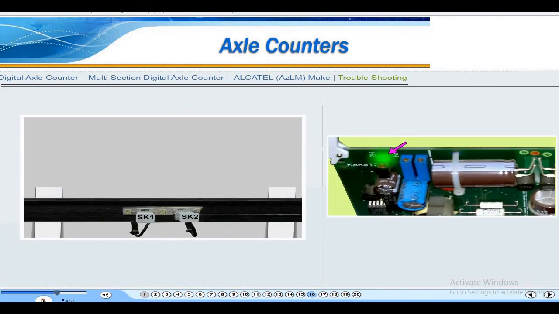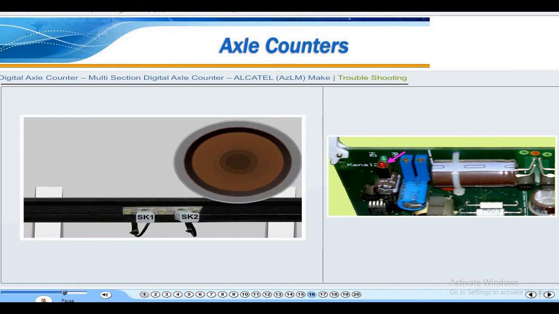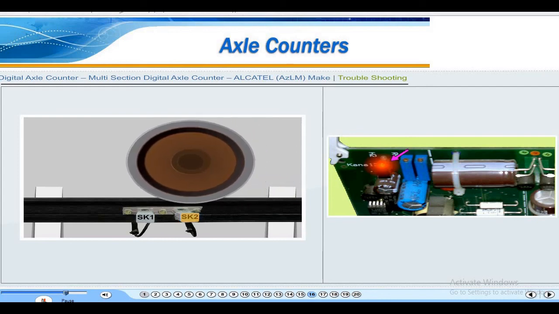H2 2 green LED normally keeps flashing, indicating that no wheel is approaching SK2. That is, mess up 2 is within tolerance limit. It goes off when a wheel approaches SK2. H2 1 red LED normally remains off when there is no wheel on SK2. When there is a wheel on SK2, this LED lights.